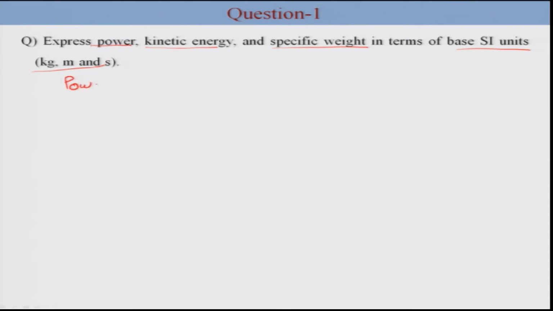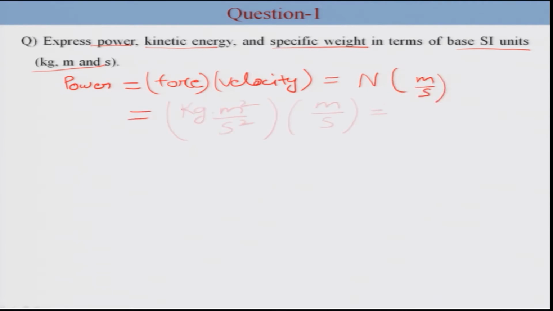So power can be written as force multiplied by velocity. So units of power can be expressed as unit of force into velocity. Unit of force is Newton and velocity is meter per second. Newton can further be written in terms of SI unit as kg meters per second square, and simplifying this gives kg meter square per second cube as a unit of power.